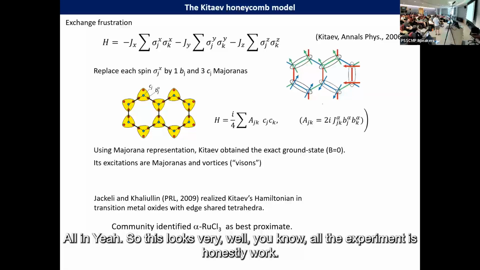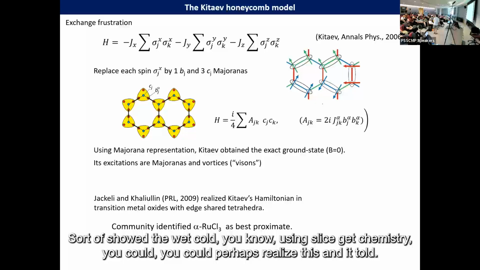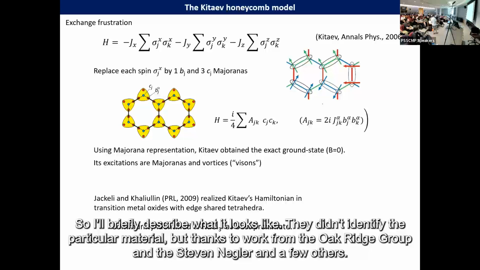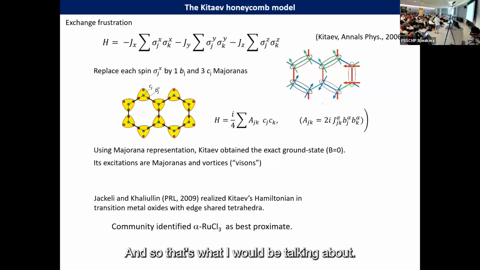So this looks very well. All the experimenters obviously were very excited that this appeared, and the search ignited, and lots of folks started working on this problem. Jackeli and Khaliullin at the Max Planck Institute showed the way, using solid state chemistry, in which you could perhaps realize this Hamiltonian. So I'll briefly describe their work in the next slide. And they didn't identify the particular material, but thanks to work from the Oak Ridge group and Steve Nagler and a few others who were working on this material, this immediately became the closest approximate. And just like bees to honey, everyone gravitated towards this material. And so that's what I will be talking about.